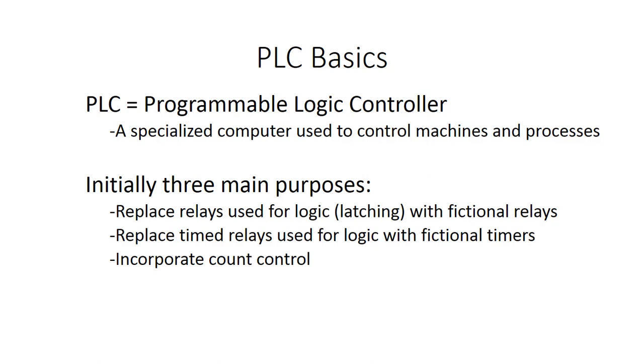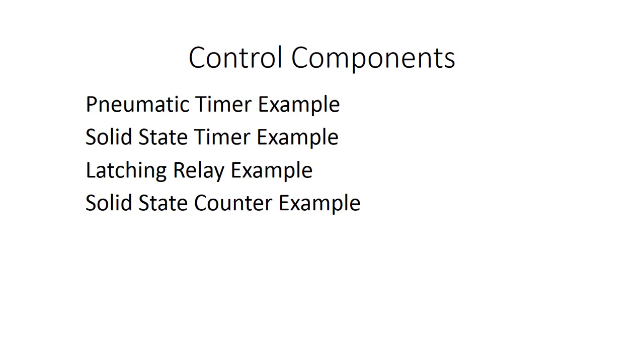It's kind of like a computer, whether it's a laptop, desktop, or your personal device. It's just for industrial applications. It has three main purposes: to replace relays used for logic, to replace time relays, and to incorporate count control. Those were the main things when it first came out. Nowadays, PLCs are much more complicated and do a lot of more complicated things. But that was the basics when the PLC was implemented.